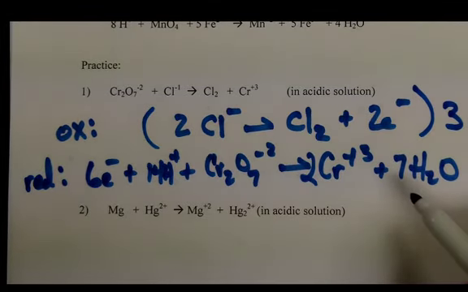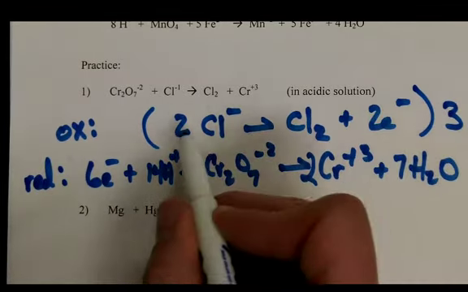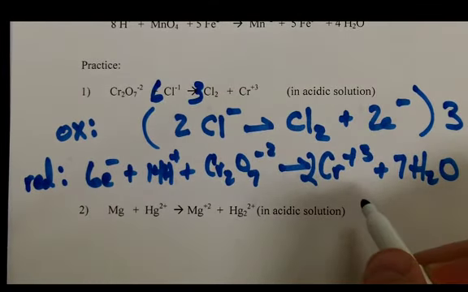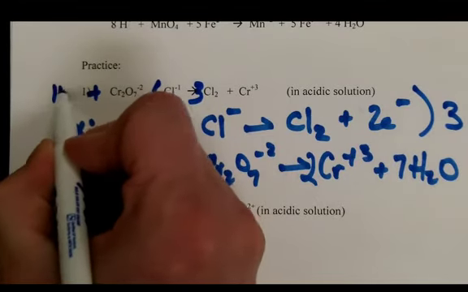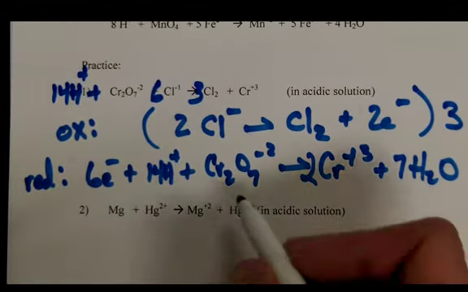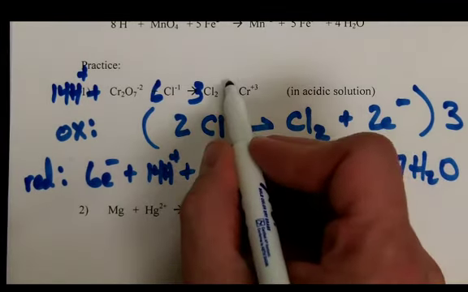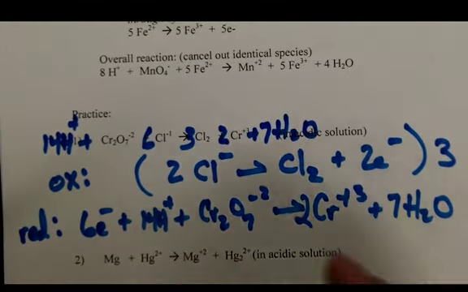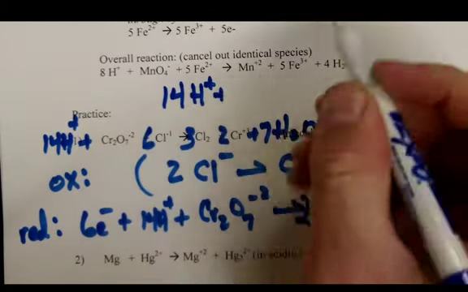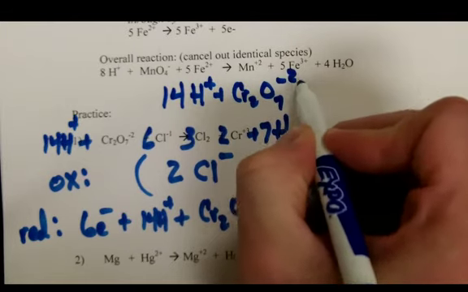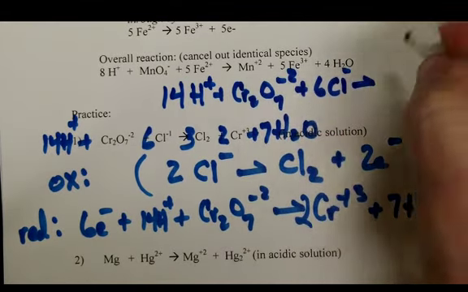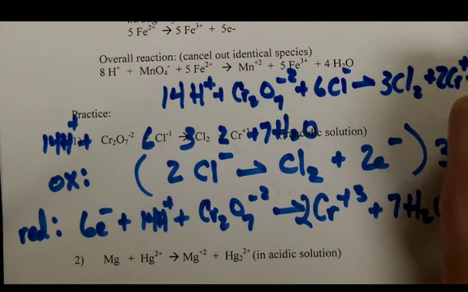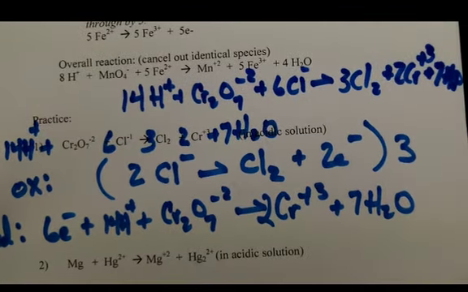So when you add up this entire reaction, what's going to happen? Well, I've got 6 chlorides, 3 chlorines. I've got 14 hydrogens, so yes, you actually have to write out 14 hydrogens. 1 dichromate, 2 in front of the chromium 3, and 7 waters. So the overall reaction is 14 H+ plus Cr2O7 2- plus 6 chlorides goes to 3 chlorines, 2 chromium 3+, and 7 waters. And that's how you balance a redox reaction.